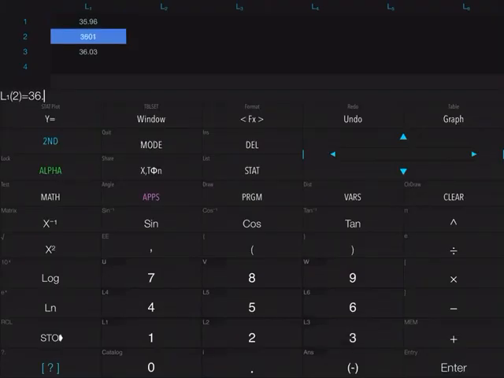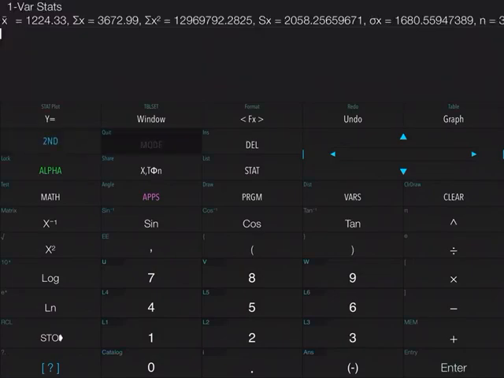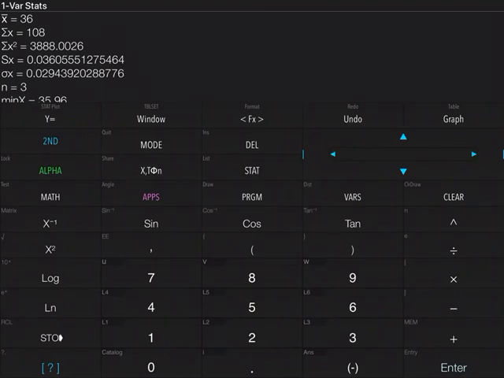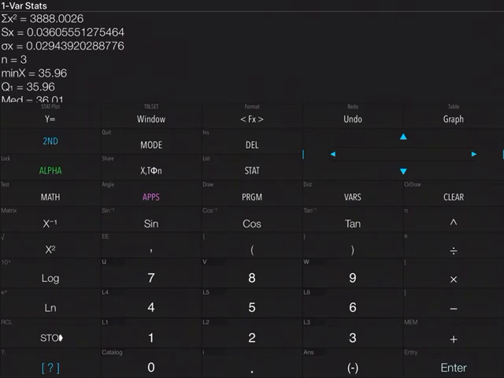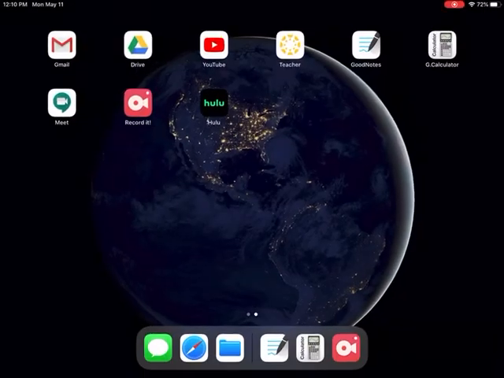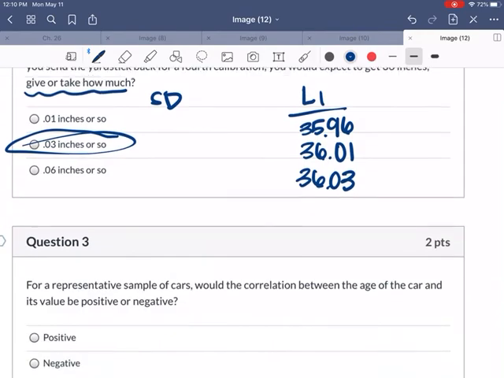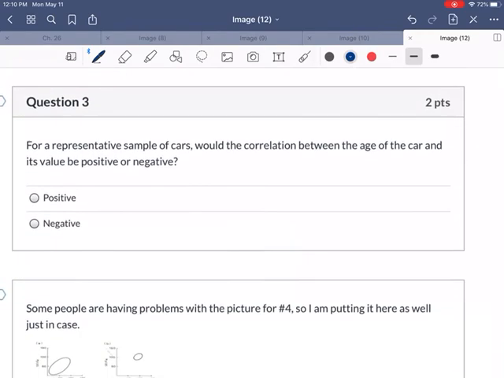Looks like I missed a decimal in there, so let's go back. Yep, right there, 36.01. Okay, so it told us the average was 36. We see that. X bar is 36. The standard deviation is 0.029, so we're going to say 0.03.